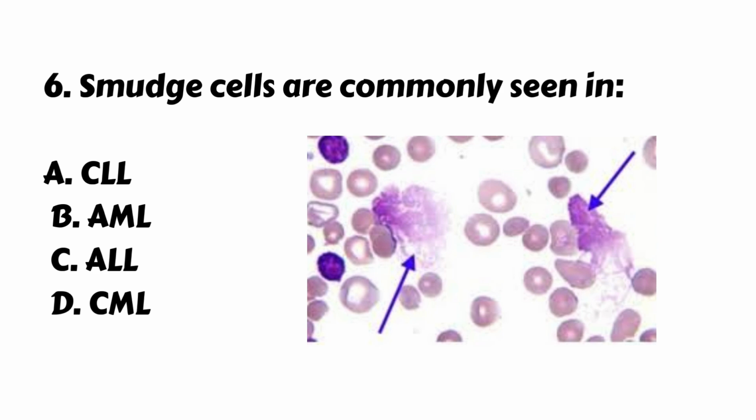6. Smudge cells are commonly seen in A. CLL, B. AML, C. ALL, D. CML.